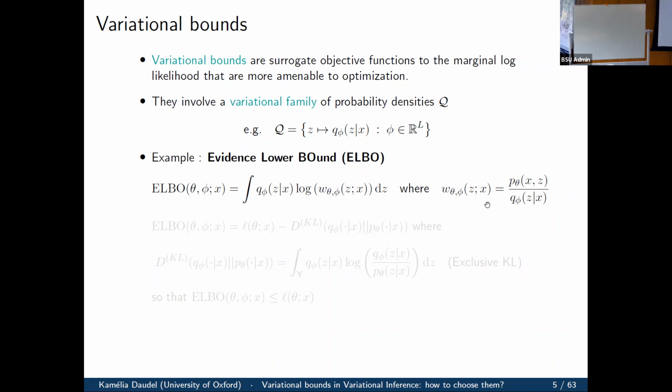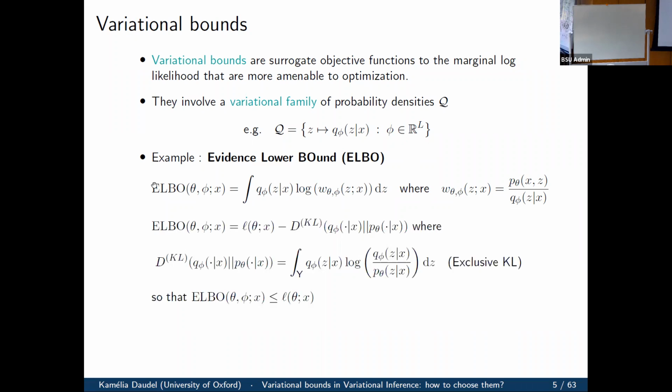So I will use this notation throughout the talk, and those weights are my joint divided by my variational approximation. In our context, we'll be assuming that we can evaluate the joint, because it's the normalizing constant which is getting us into trouble. And since the variational family is something that we choose, we will also be able to evaluate Q phi and sample from there.